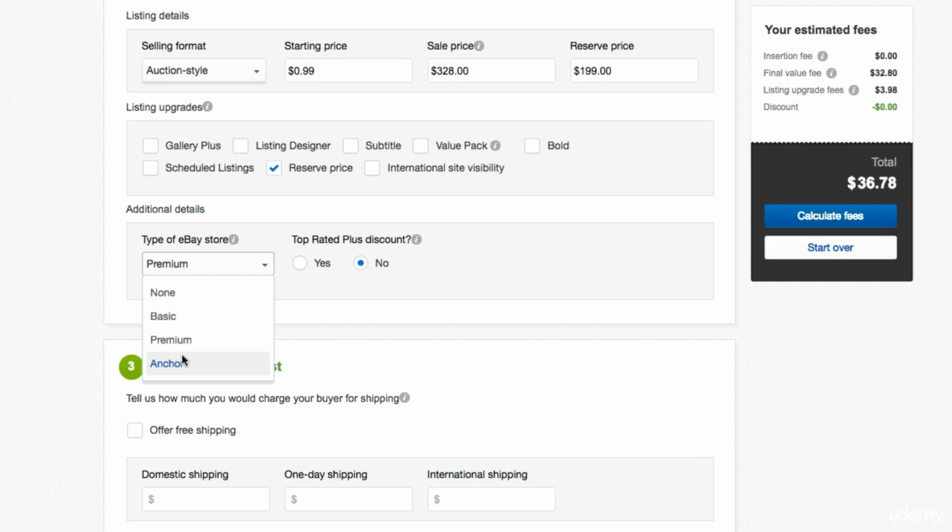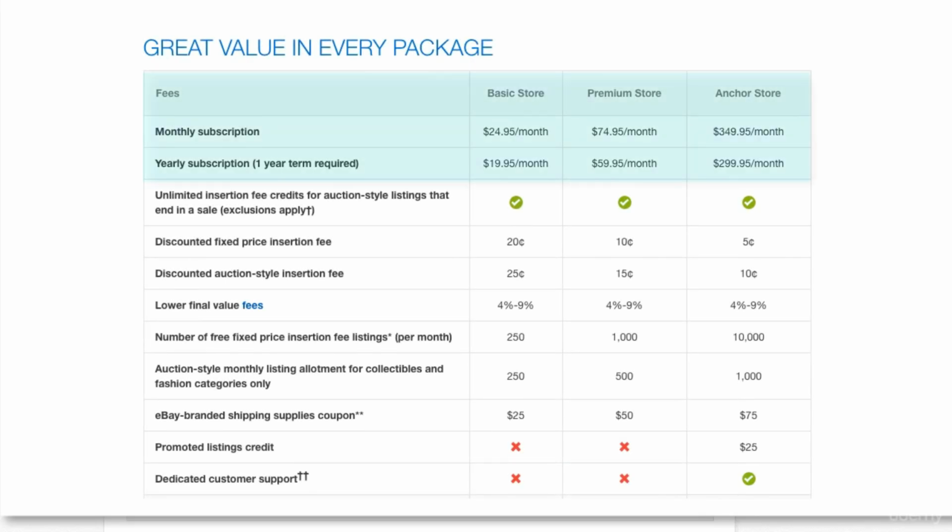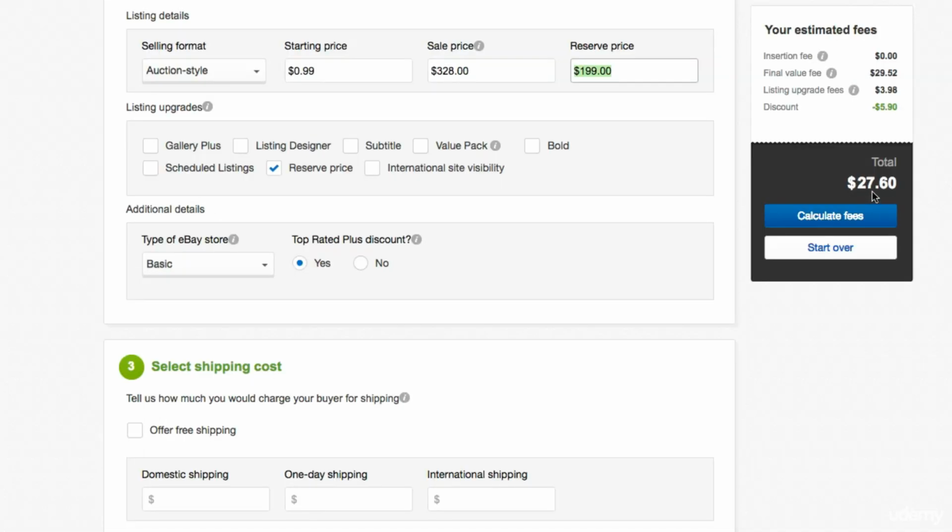If you have an eBay store, there are 3 different stores you can start: basic, premium, and anchor. The anchor is the most expensive. Premium is expensive too. Basic is what most people are going to actually use. And if you have a top rated discount, top rated plus discount, let's calculate the fees it's going to cost me. So if I have the same exact listing and I have an eBay store running, I'm actually saving a few bucks on it.